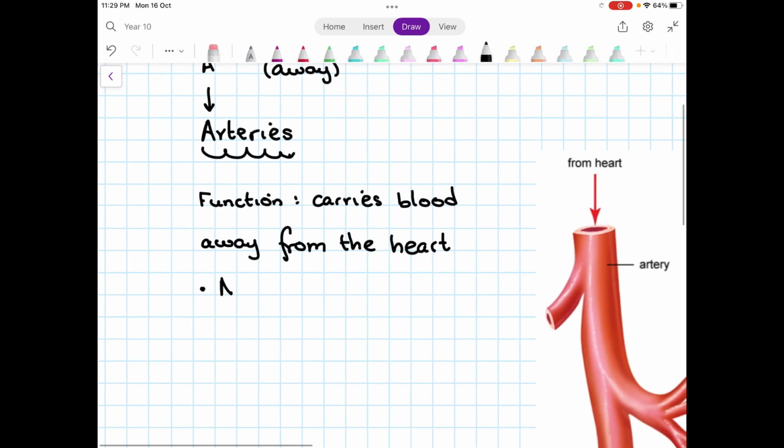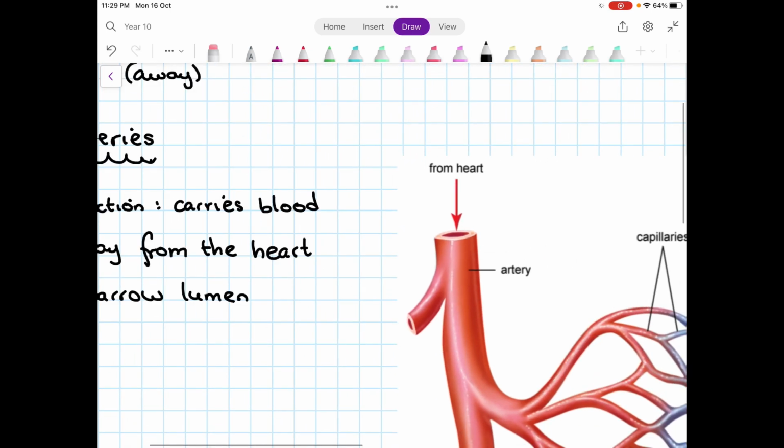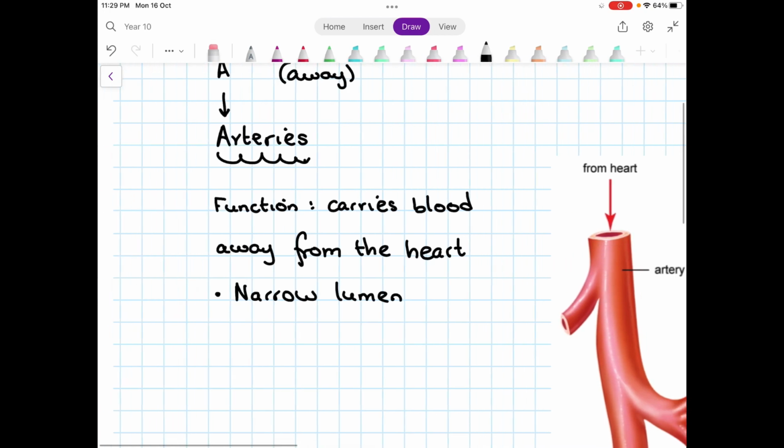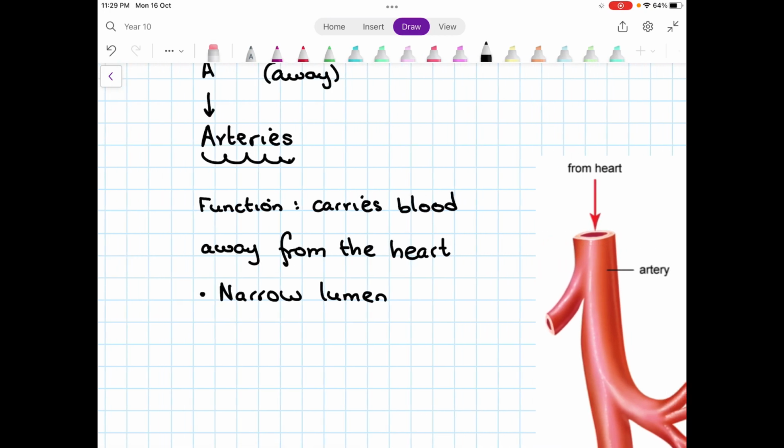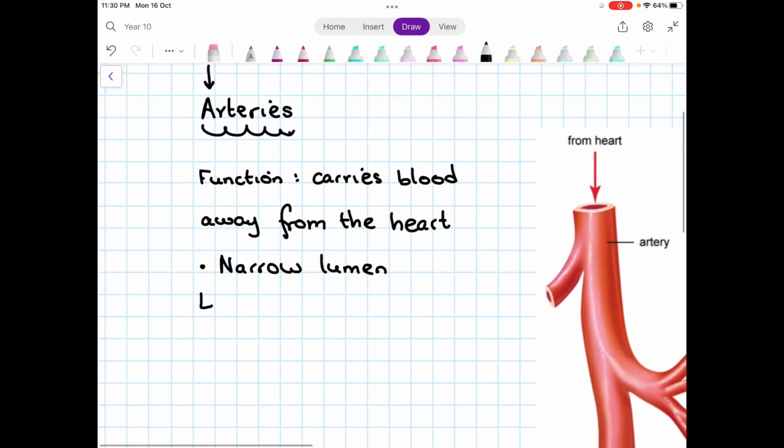There are a couple of characteristics that arteries have. Firstly, they have a narrow lumen. Now, a lumen is the gap in blood vessels. And arteries have a narrow lumen in order to help them maintain a high blood pressure and keep blood flowing.